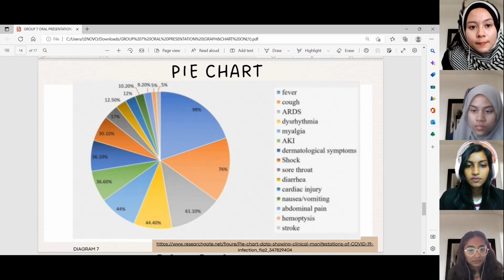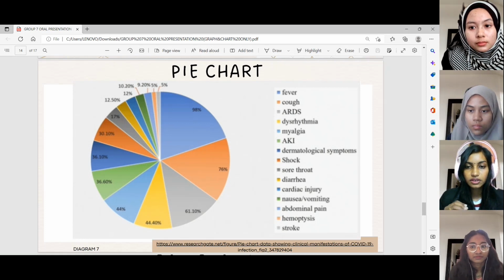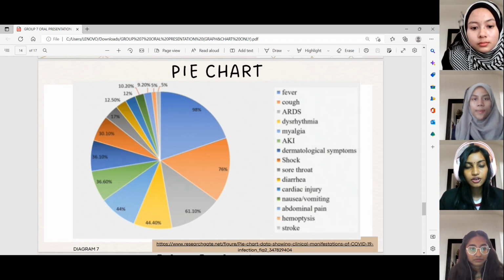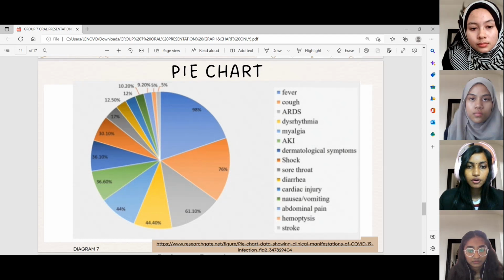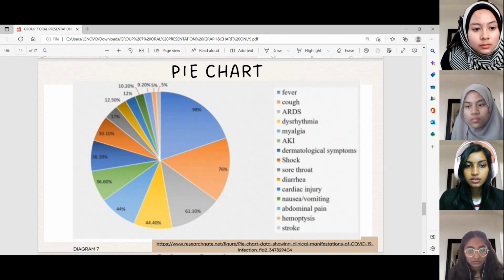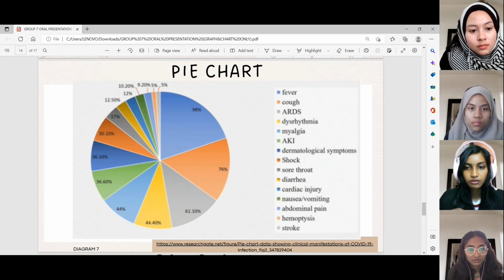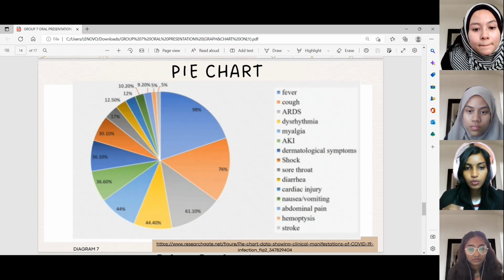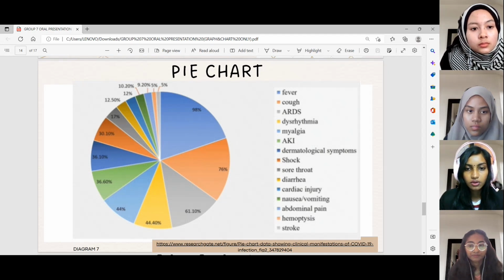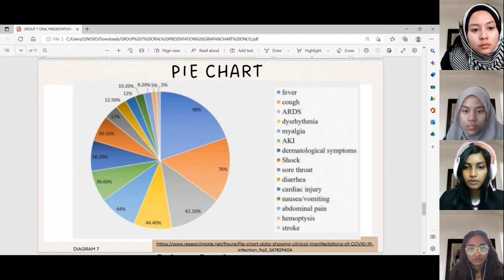The segments of each result are: fever 98%, cough 76%, ARDS 61.10%, diarrhea 44.40%, myalgia 44%, AKI 36.60%, dermatological symptoms 36.10%, shock 30.10%, sore throat 17%, diarrhea 12.15%, cardiac injury 12%, nausea or vomiting 10.20%, abdominal pain 9.20%, hemoptysis 5%, and stroke also 5%.